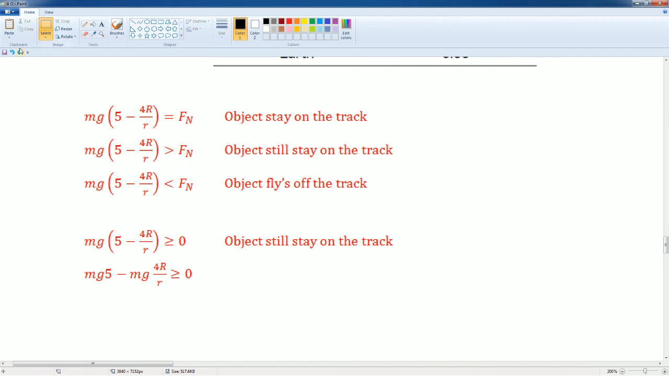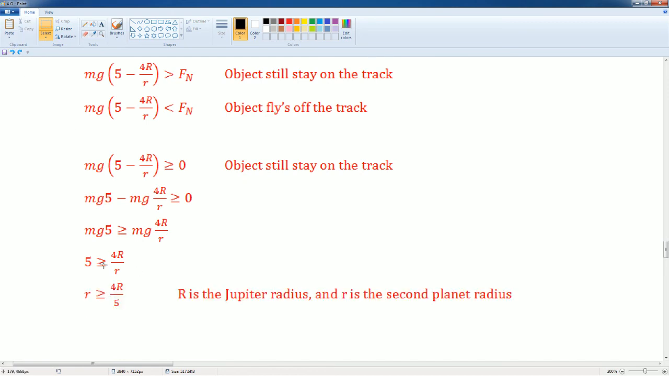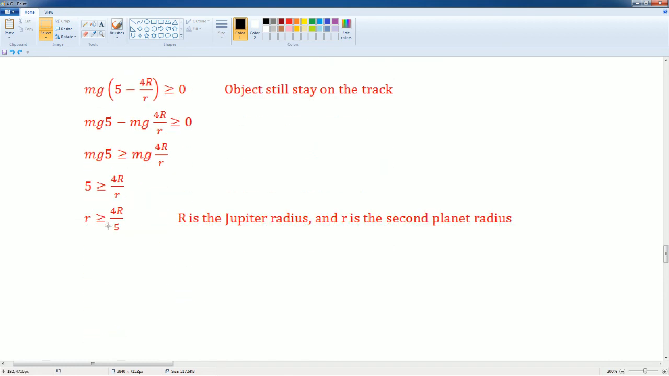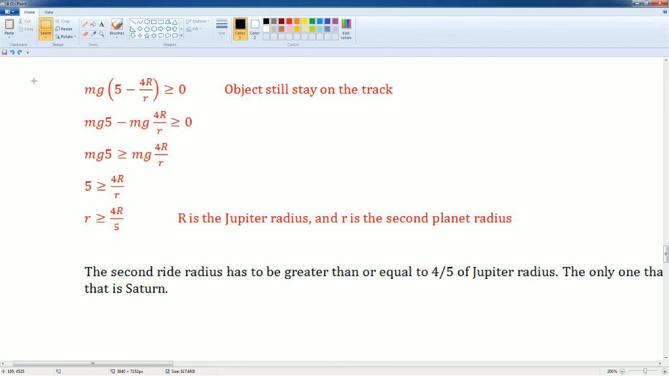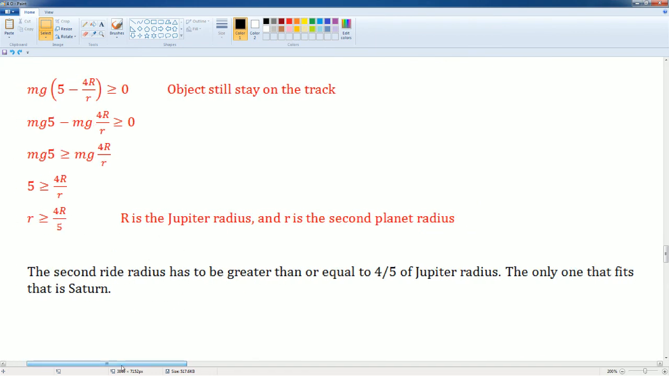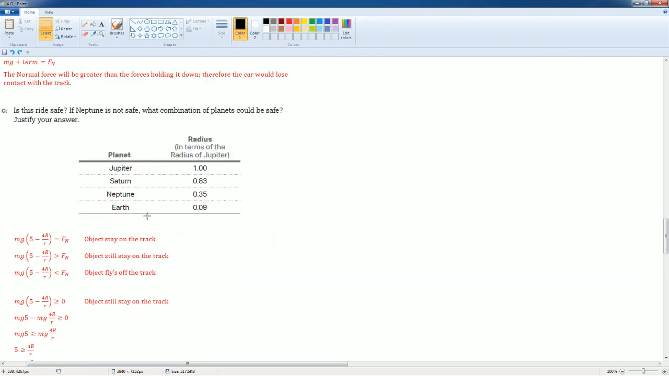So I distribute mg over. Then I add mg to the other side to look like that. The mg's cancel. I could solve for little r, because little r is the radius of the second track. And I saw that little r has to be greater than or equal to 4 big R over 5. Big R is the radius of Jupiter and little r is the second planet's radius. So the second ride's radius has to be greater than or equal to 4/5 of Jupiter's radius. And the only thing that works for that would be Saturn.